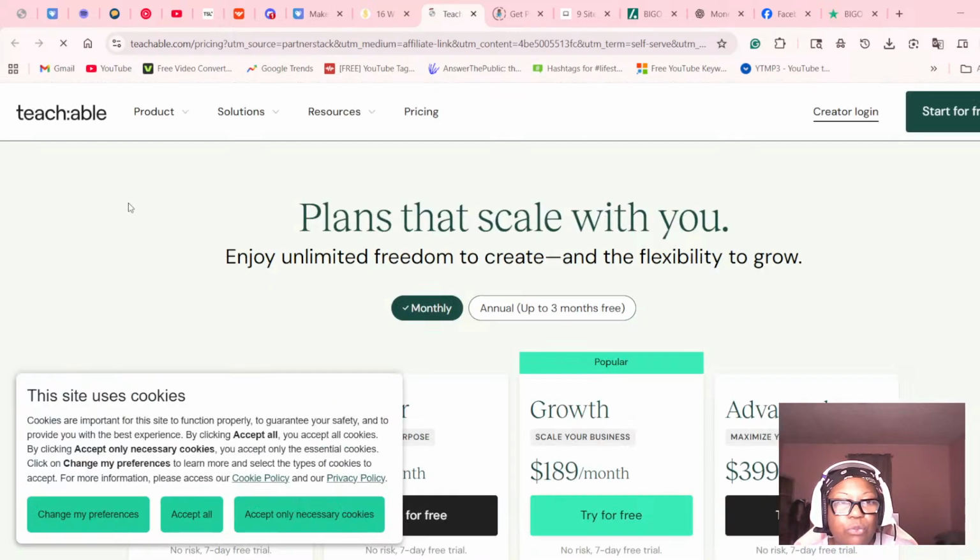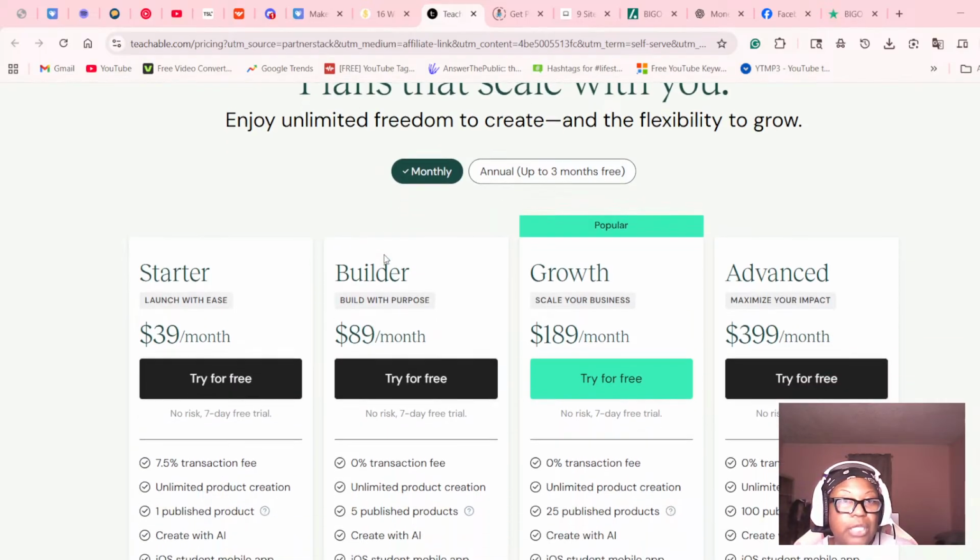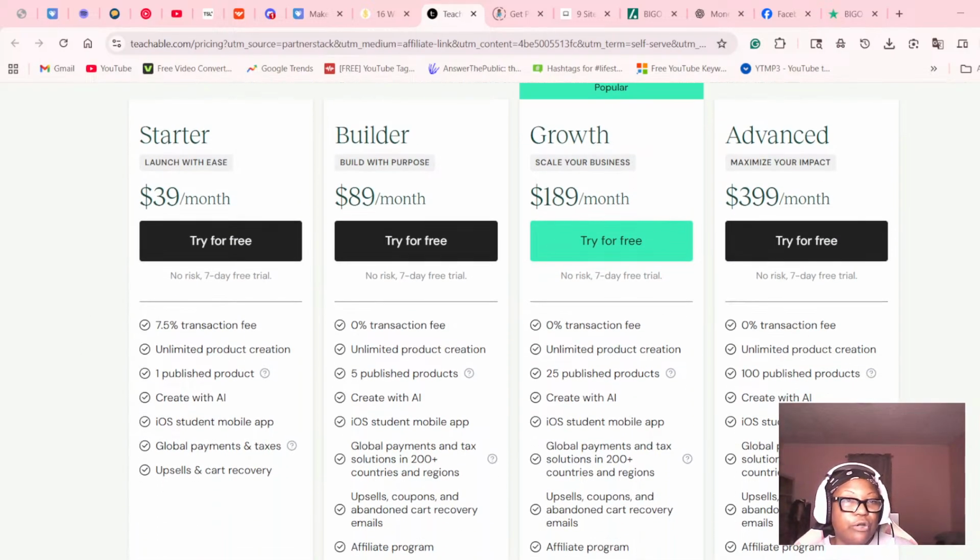Plans that scale with you, right? Accept all cookies. So you guys can see, you can start for free, it says. So if you're paying monthly, your starter on here is $39 a month, but you can try it for free. All of these, you can try it for free. And with the starter kit, it says that you earn 7.5%. Oh, there's a 7.5% transaction fee. So 7 days free trial, $39 a month, and then they take 7.5% transaction fee. Unlimited product creation, one published product. So you can only publish one product at a time.